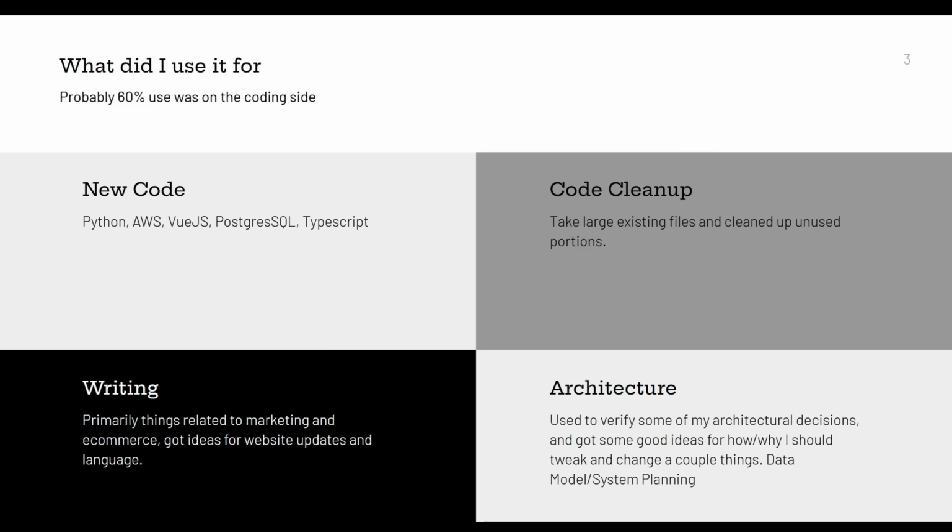I used it a lot for code cleanup. So I was taking a feature that someone on my team had built as kind of a prototype and turning it into production. And to do that, you end up with a lot of cruft in there. Anybody that's ever coded a prototype knows how much cruft is in there. And that is something that I used it for. I would give it a file and say, all right, it's doing all the functionality I want, I want to remove everything that's not needed.